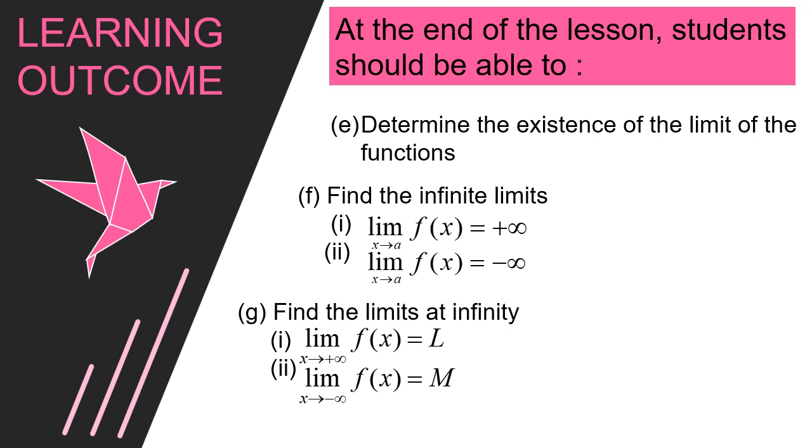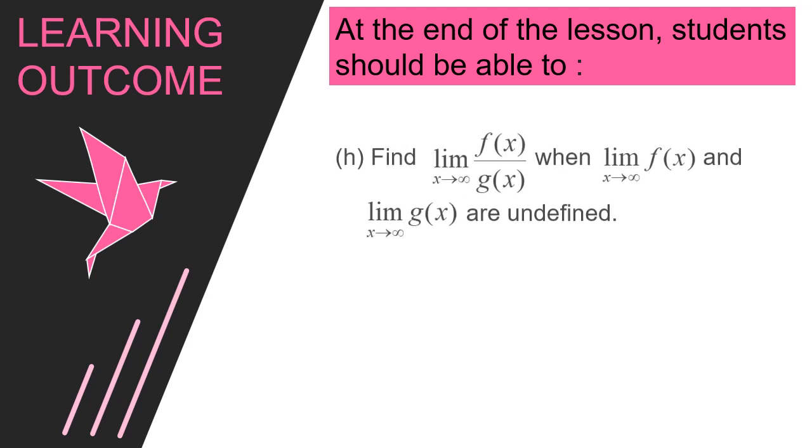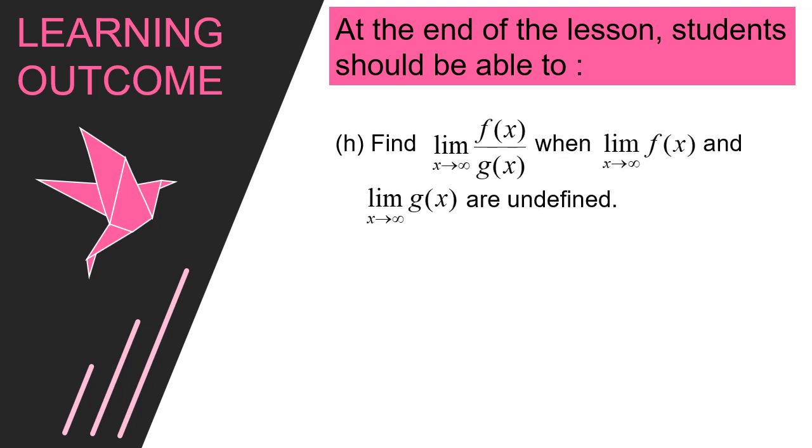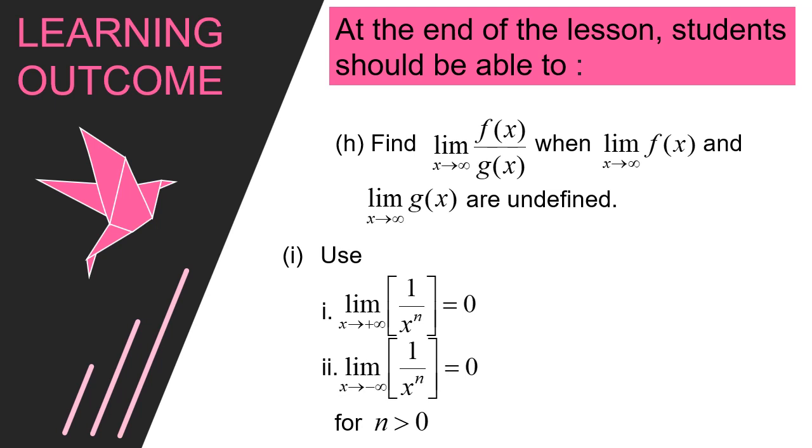And then to find the limits at infinity, which means that we want to find the limit of f(x) as x approaches positive infinity or negative infinity. And then the next one is to find the limit of f(x) over g(x) as x approaches infinity when the limit of f(x) as x approaches infinity and the limit of g(x) as x approaches infinity are undefined. And the last one, to use the limit of 1 over x to the power of n as x approaches positive infinity and negative infinity equal to 0 for all n more than 0.